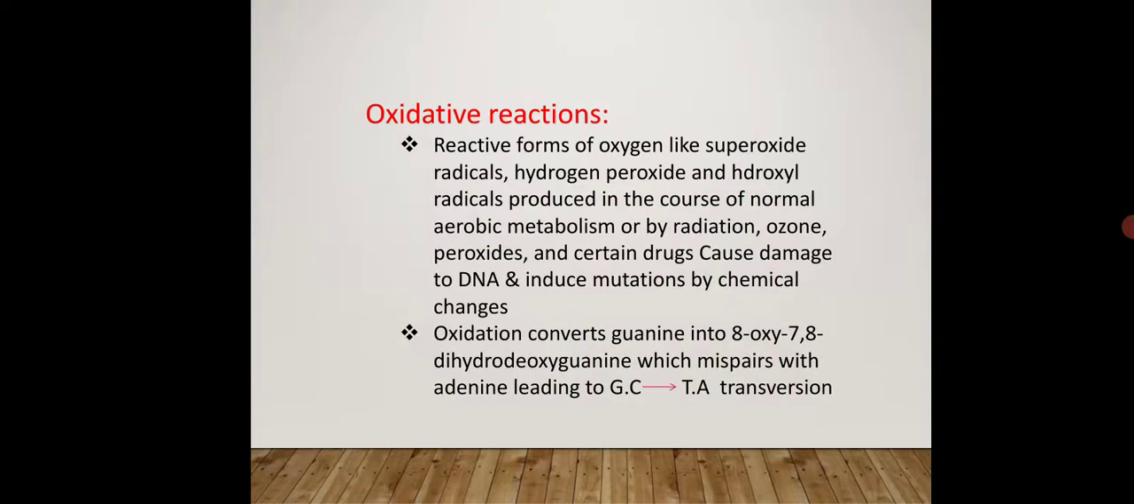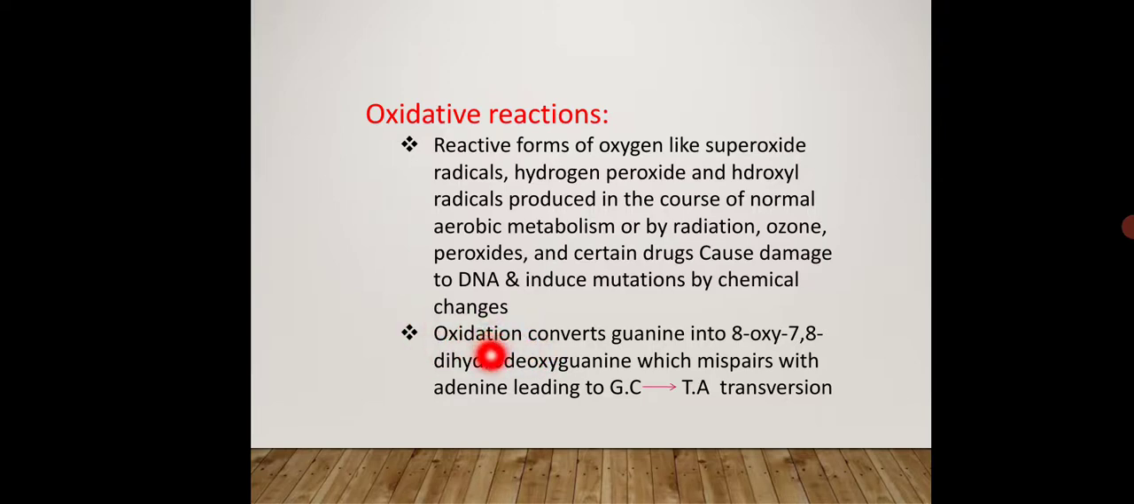Next is oxidative reactions. Here reactive forms of oxygen like superoxide radical, hydrogen peroxide H2O2, and hydroxyl radical are produced in normal aerobic metabolism or by radiation, ozone, peroxides and certain drugs. They cause damage to the DNA and induce mutation by chemical changes. So you have to keep this second point in mind.